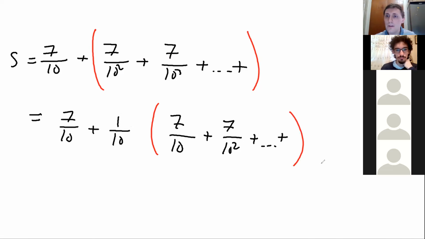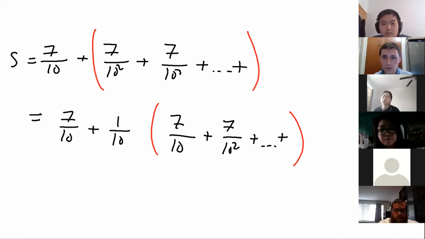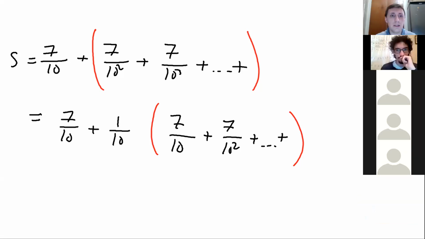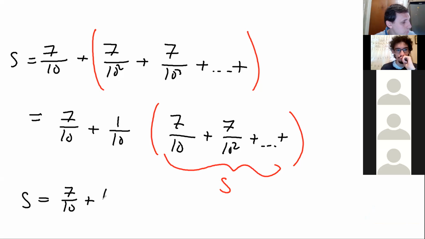Yes? You see, guys, you have to have a strategy when you do those things. It's nothing more than just strategy. What is our goal? You have to have a sort of bird's eye view. I look at this full thing and I recognize that the summation contains a part of itself. So this is also S. So then I have that S equals 7 over 10 plus 1 over 10 S.